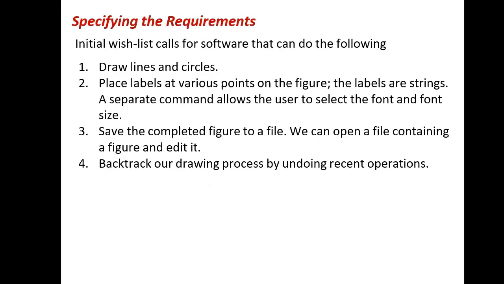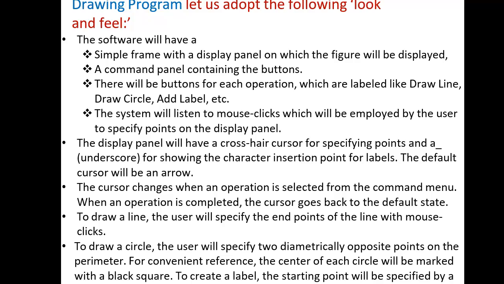Specifying the requirements. The initial wish list calls for software that can do the following. One, draw lines and circles, and place a label at various points on the figure. The labels are strings. A separate command allows the user to select the font and font size. Save the completed figure to a file. We can open a file containing a figure and edit it. Backtrack over the drawing process by undoing recent operations. Drawing the program.